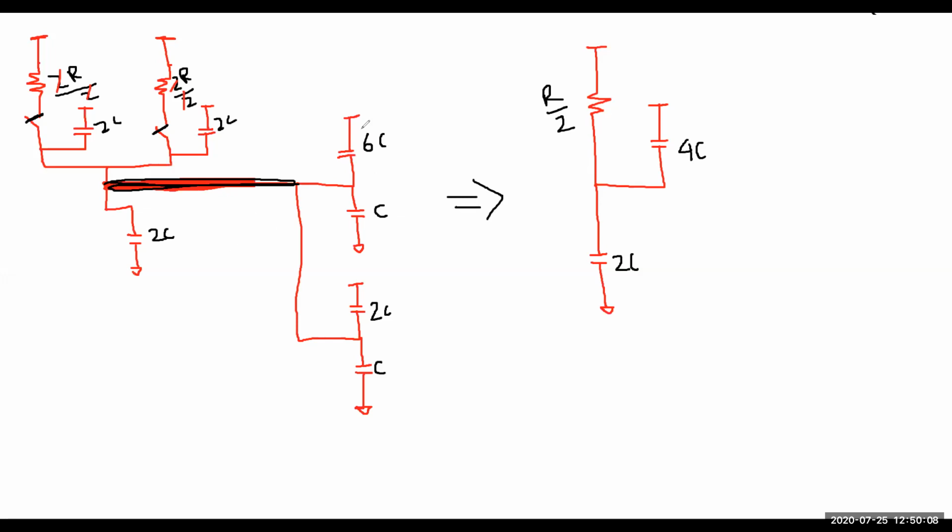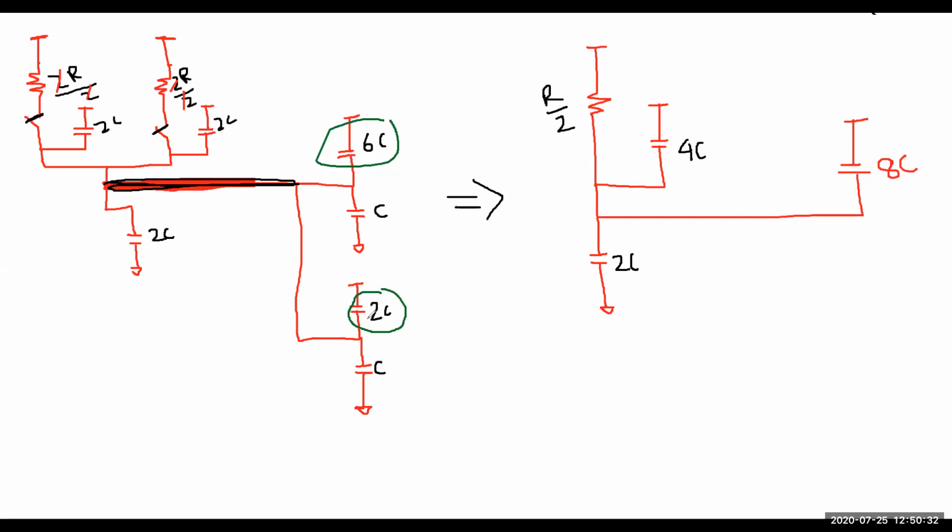Next, this 6C and this 2C, they are parallel. How? One point is VDD, and the other point is the same connection. That's why 2C and 6C become 8C. So can I call it 8C like this? Right?